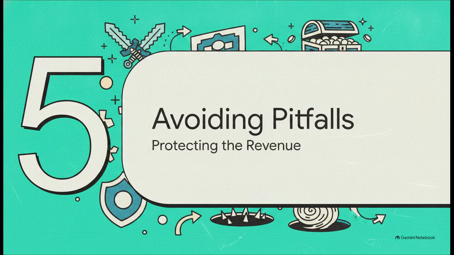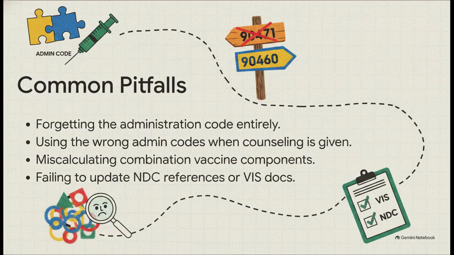Which brings us to Section 5, avoiding common pitfalls and protecting the revenue. Even veteran coders can get caught in these traps. Number 1, forgetting the administration code entirely. Remember the golden rule. It takes 2. The product alone just isn't enough.